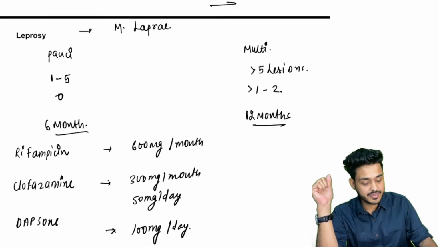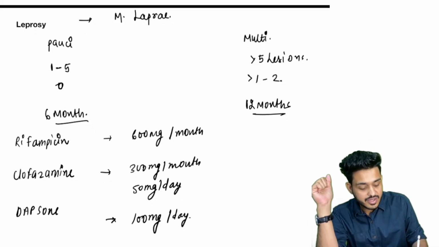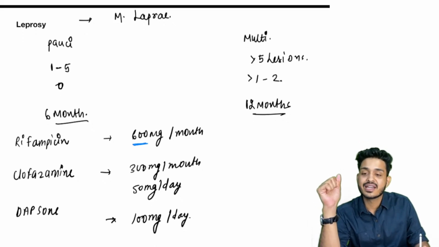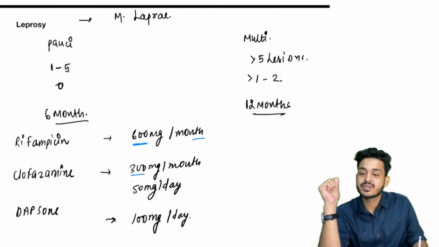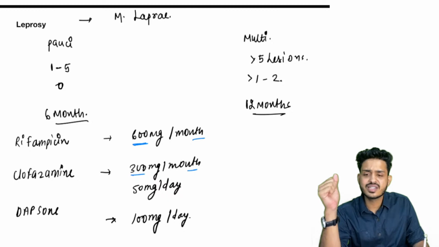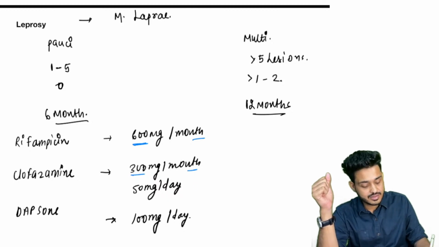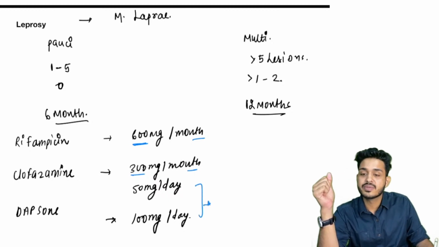And in this treatment, one time we are giving rifampicin, that is 600 mg per month, and we are also giving clofazimine one time, that is 300 mg per month. Rest, these two drugs the patient will be taking at home.